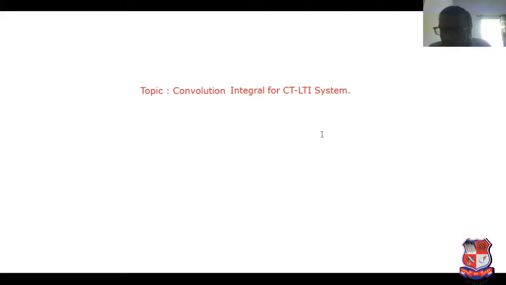So in this lecture we have discussed the topic convolution integral for CT-LTI system. CT-LTI system means what? Continuous time, linear time invariant system. Now, for CT-LTI system, derive the equation of convolution integral. Convolution means what? It is the simple process of addition and multiplication of different continuous time signals.